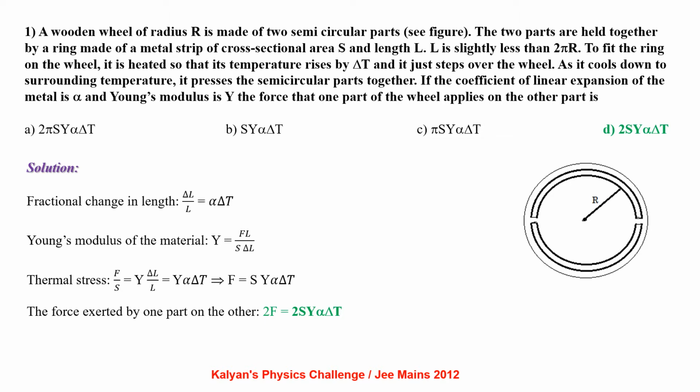If the coefficient of linear expansion of metal is alpha and Young's modulus is Y, the force that one part of the wheel applies on the other part is: fractional change in length delta L by L equals alpha delta T. Young's modulus of the material Y equals F L by S into delta L. Thermal stress F by S equals Y times delta L by L, that is Y alpha delta T, from which we get force equals S Y alpha delta T. So the force exerted by one part on the other part is 2 times F, that is 2 S Y alpha delta T.